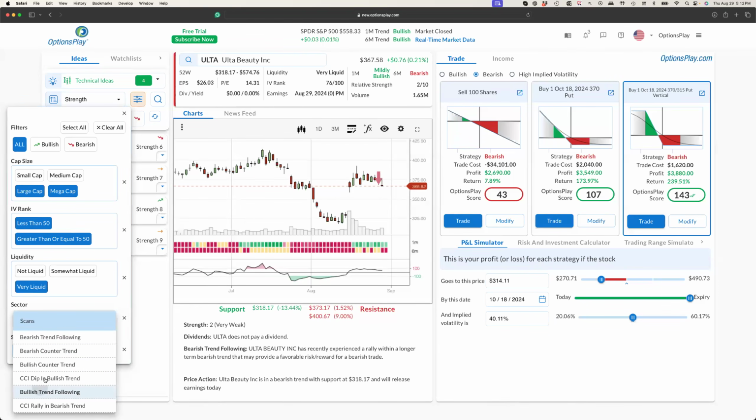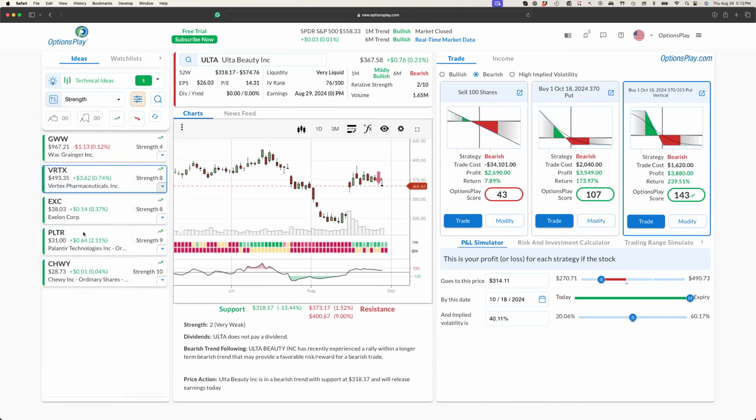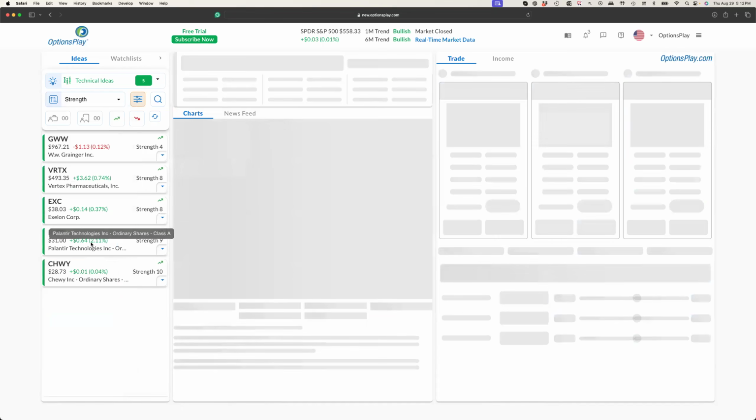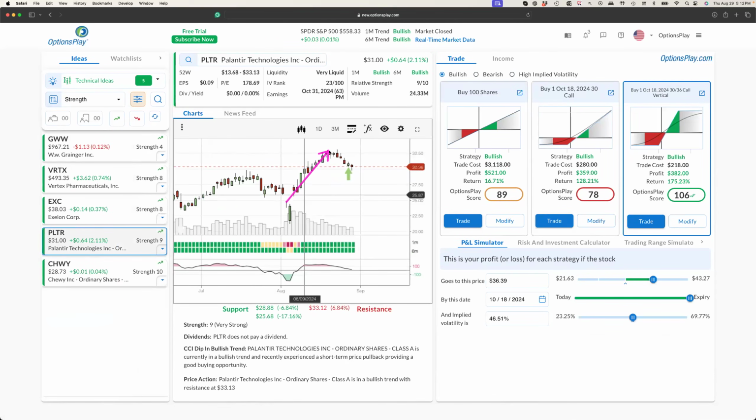There's a question, what is the CCI dip in bullish trend and CCI rally in bearish trend? These are just trend following trades. We're in the process of maybe making that a little bit clearer as well, but let me just show you the dip in bullish trend. It's the same thing. It's a trend following trade, right? Basically, you have a stock that's trending, pull back here, and you're looking for that trading opportunity. It's just a different technical indicator that generates these trend following ideas.